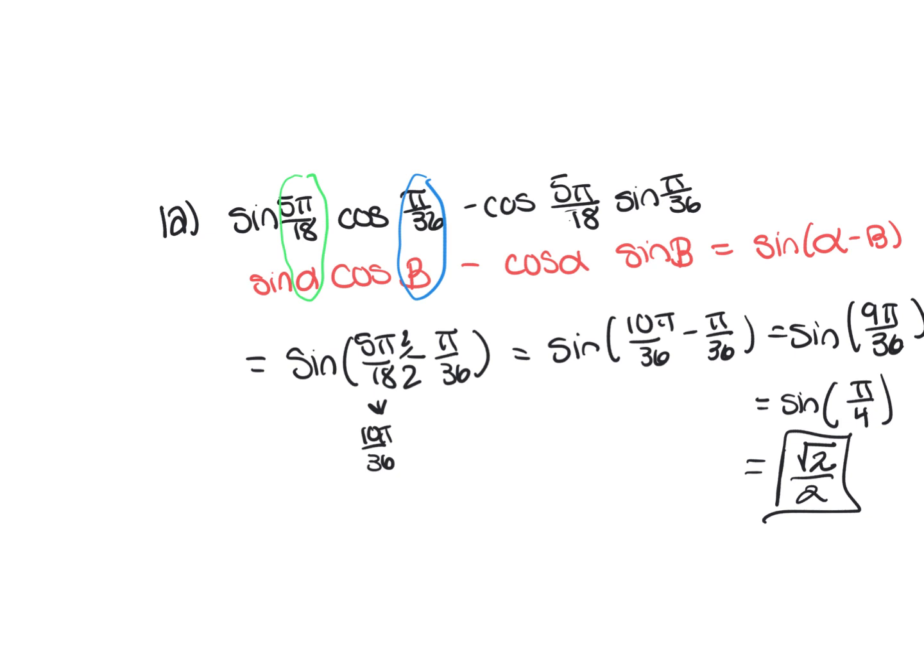Let's try another problem. Let's try number 9. Number 9 says tangent of 195 degrees. 195 is not on my circle, and the directions say find the exact value. That means you shouldn't be touching a calculator. Exact value is going to be something off of the circle.